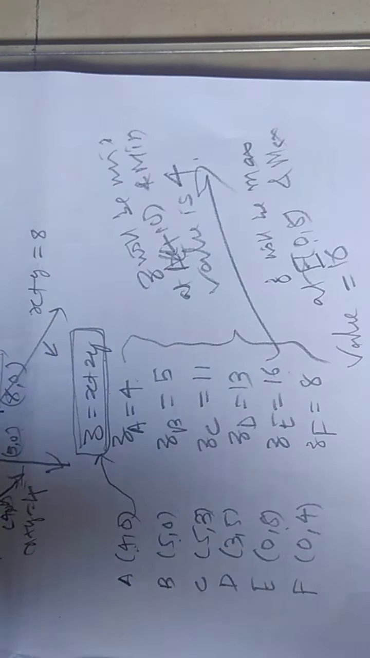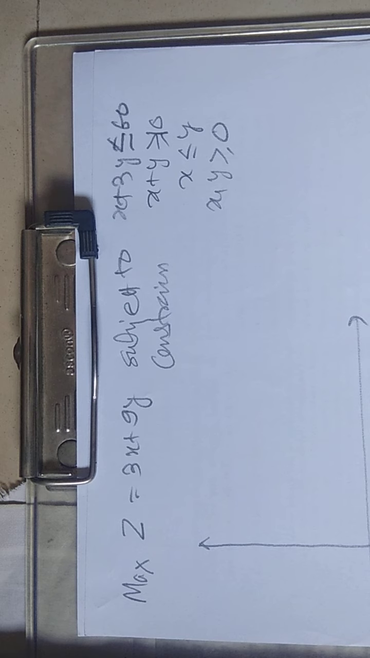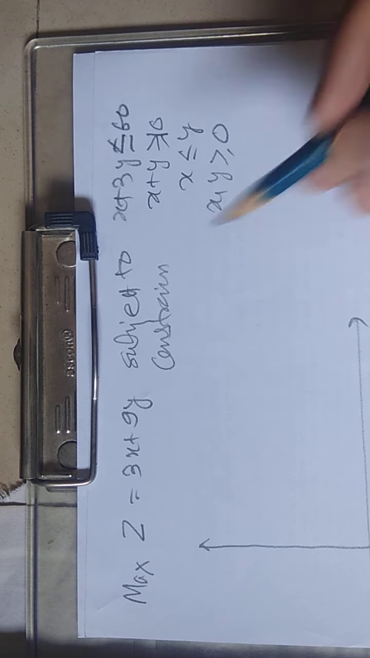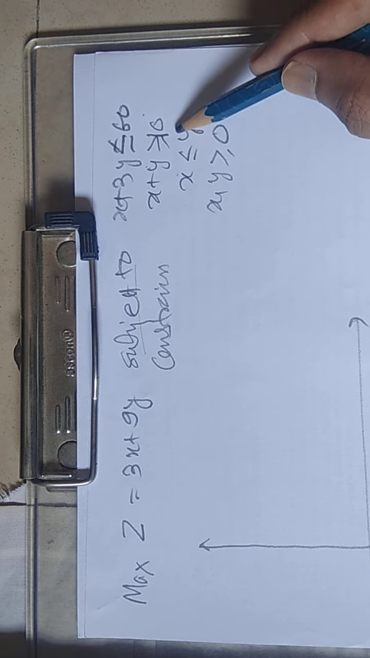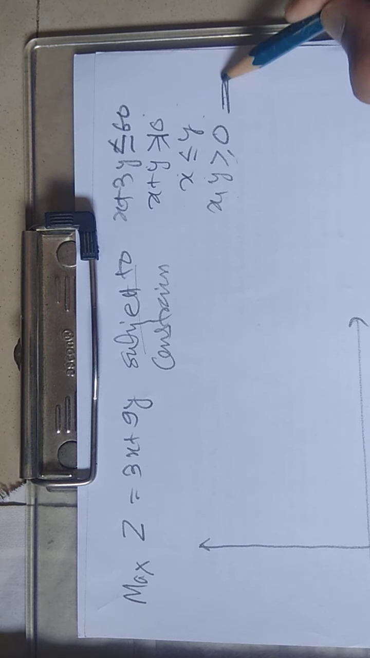Okay, so in any question they may ask either minimization or maximization. Clear? Okay, one more question we will do on the same concept. See the next question. Maximization of Z equals 3x plus 9y subject to the constraints x plus 3y less than or equal to 60, x plus y greater than or equal to 10, x less than or equal to 5, and x and y greater than or equal to 0, and this indicates that it is in the first quadrant.